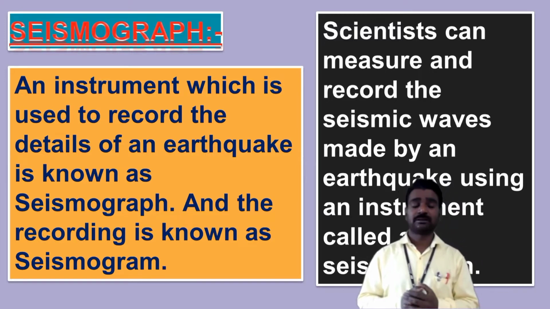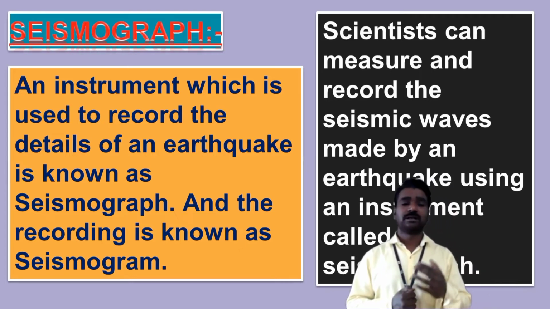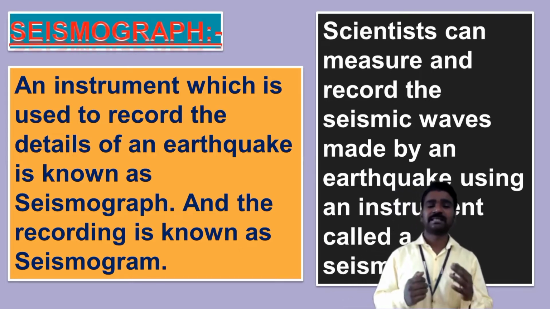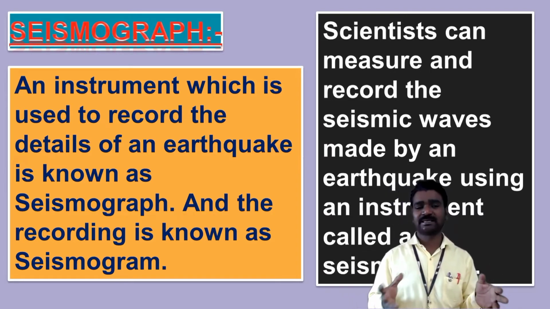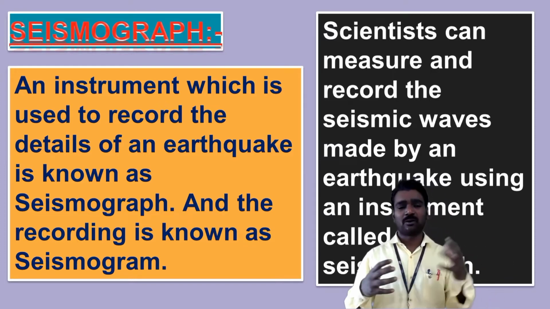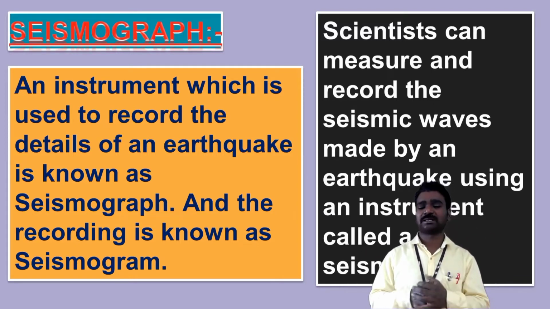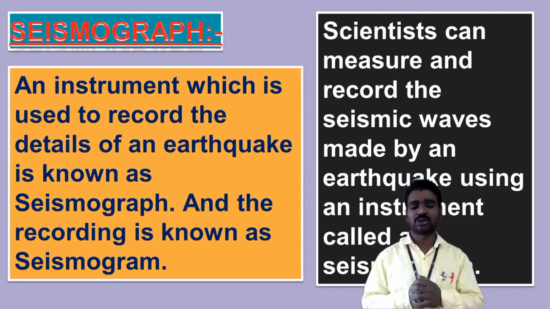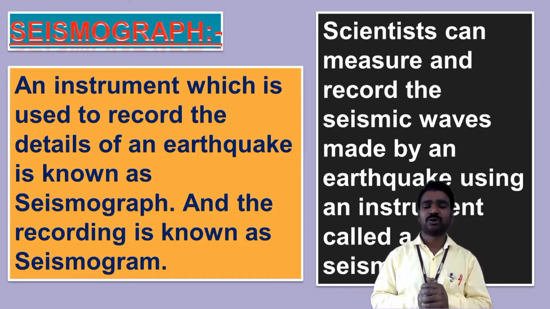First of all, we will learn about the instrument which is used to record the details of the earthquake. This instrument is known as the seismograph. Details in the sense: where is the hypocenter, where is the epicenter, what kind of seismic waves are there, and for how much time the earth shook. All these details are measured with the help of an instrument, and this instrument is called a seismograph.